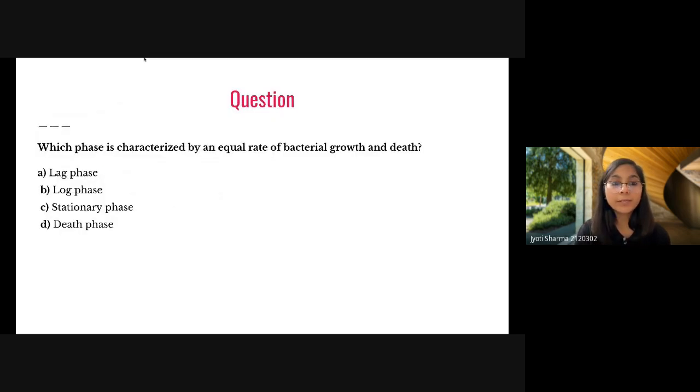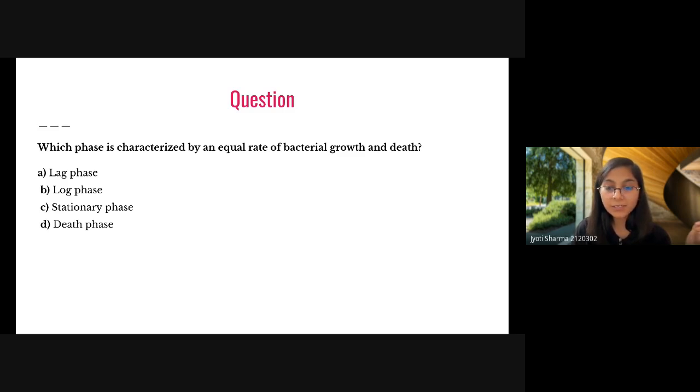Okay, the next question is, which phase is characterized by an equal rate of growth and death? Again, the question is based on a simple bacterial growth curve, and the options are lag phase, log phase, stationary phase, and death phase.